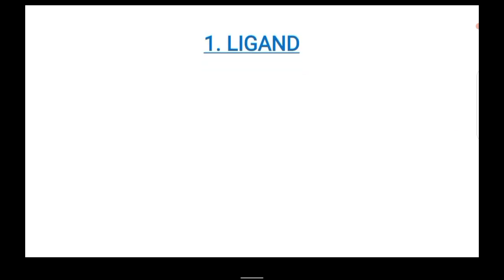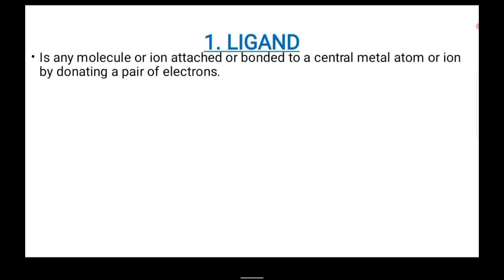We're going to start from ligand. The ligand is a commonly used term in this unit. A ligand is any molecule or ion attached or bonded to a central metal atom or ion by donating a pair of electrons. So a ligand is an electron donor. We're going to see examples of these ligands.